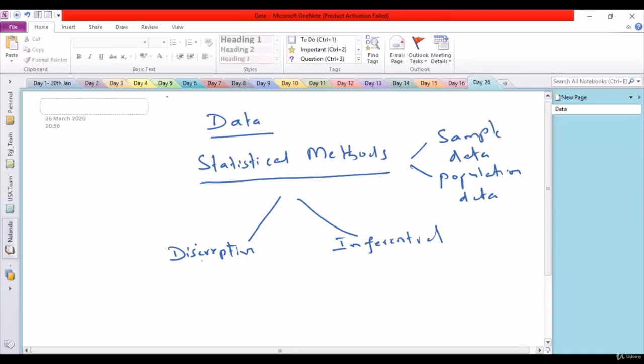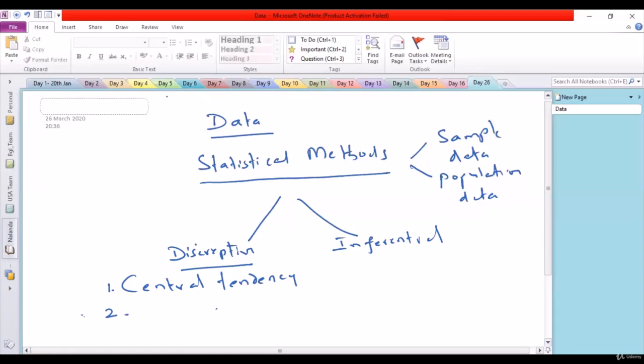Whereas inferential statistics is mainly focused on, given the sample data, how can I identify or how can I predict my population parameters? That is what it focuses on. So the descriptive statistics basically revolves around three dimensions. What is the first dimension? The first dimension is central tendency. It focuses on the central tendency of the data.